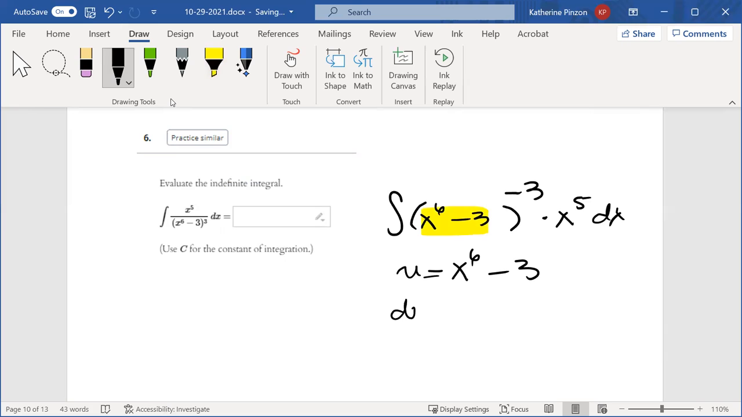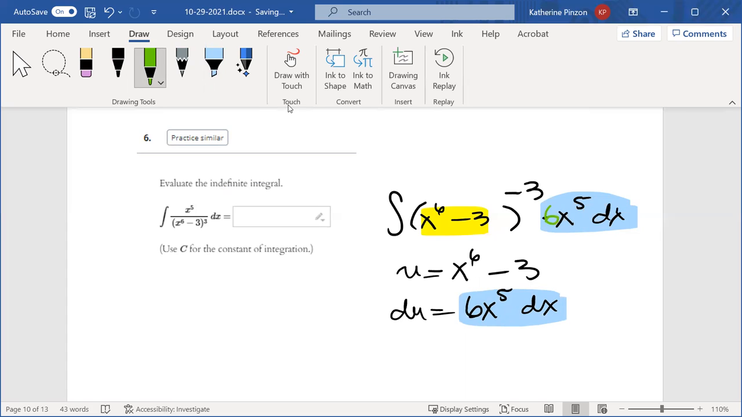Okay, derivative. 6x to the 5th dx. Okay, so I want this stuff to be du. I'm missing a 6, so I put 1/6. Okay, so 1/6 u to the negative 3 du.